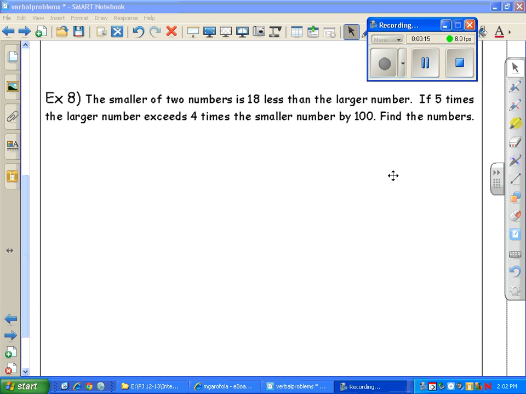In this example, we're told that the smaller of two numbers is 18 less than the larger number. If 5 times the larger number exceeds 4 times the smaller number by 100, find the numbers.